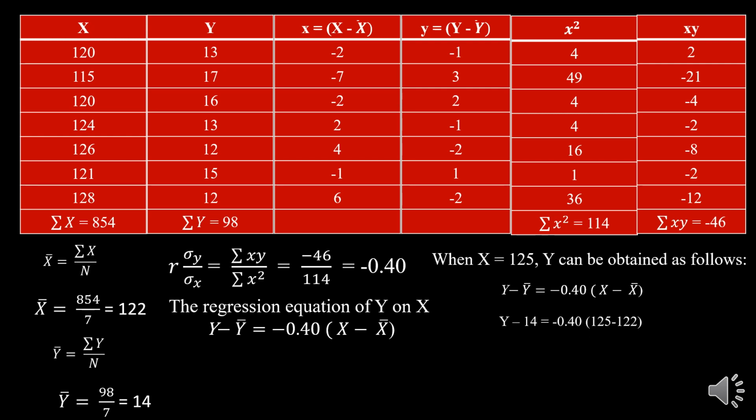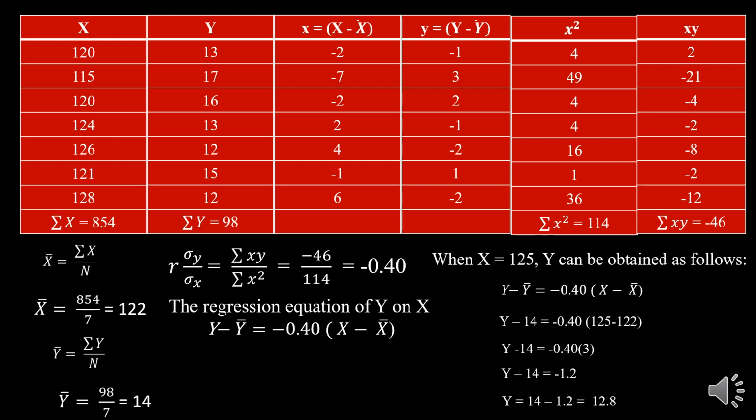This is the equation. Y bar is already calculated: 14. Then minus 0.40, that is the value of b, into x, which is 125, a given value in the problem, minus x bar, which is 122. So we get y minus 14 is equal to minus 0.40 into 3. Next step, y minus 14 is equal to minus 1.2. Finally we get y is equal to 14 minus 1.2, which is 12.8. The same value we got in the previous method too.